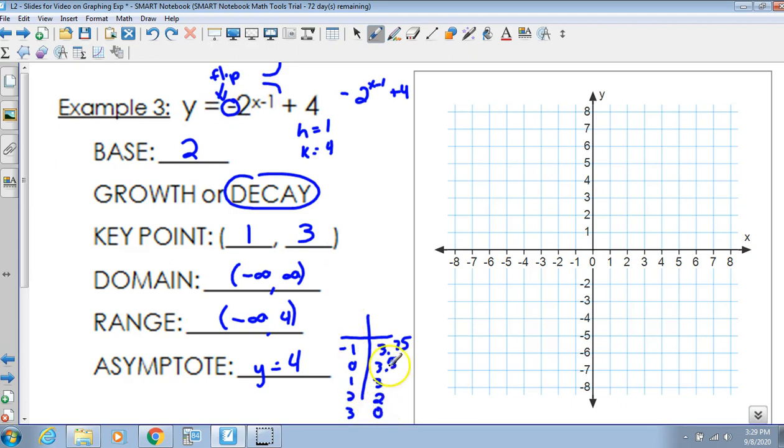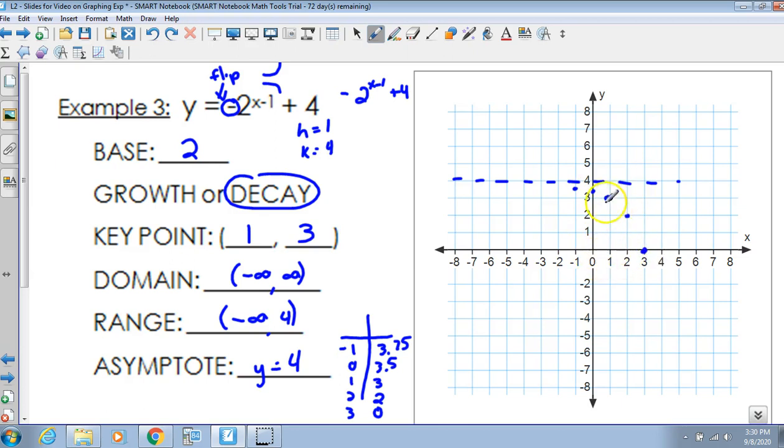And we can graph these points now. We already knew that our asymptote was y equals 4. Our key point, 1 unit away from that, is at 1, 3. And these other points that we plotted over here: -1 is at 3 3/4, 0, 3.5, 1, 3, 2, 2, 3, 0.